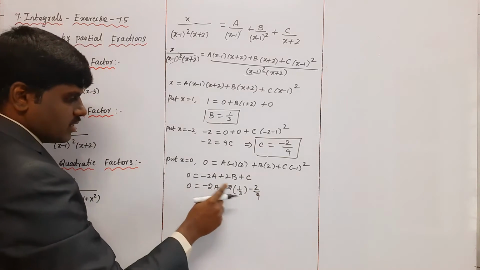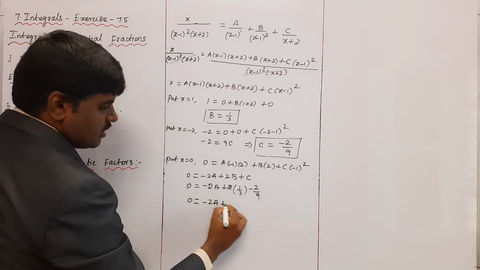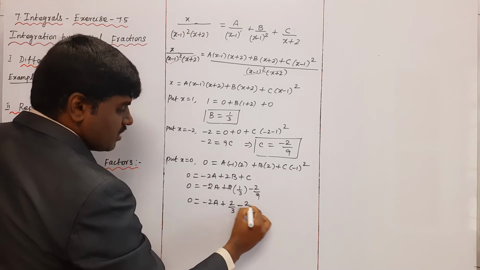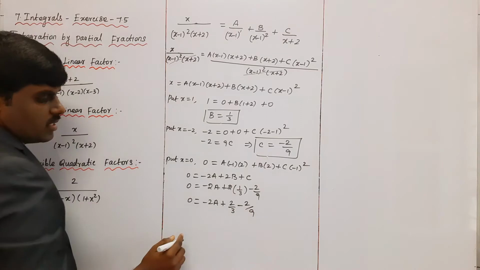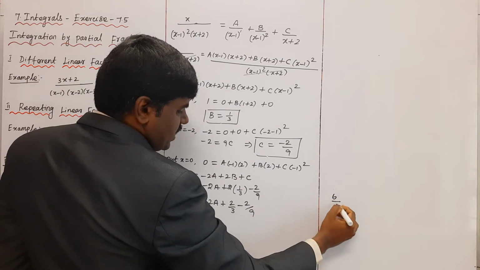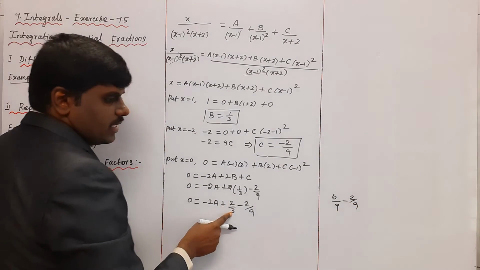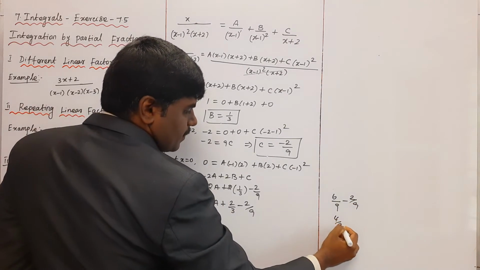That's clear. Just simplify. Here 0 is equal to minus 2a plus 2 by 3 minus 2 by 9. Cancel and simplify: 3 into 3, what's the meaning? 6 by 9 minus 2 by 9. Here numerator divided by 3, 4 by 9. Yes, clear?